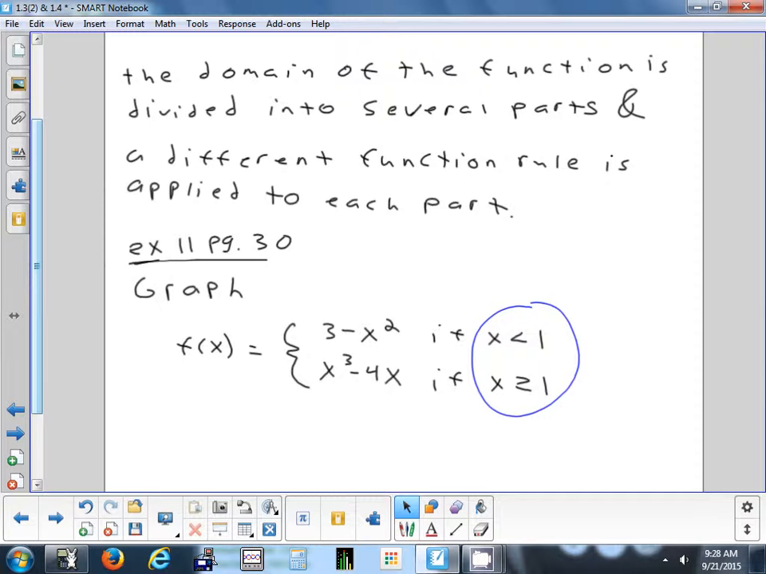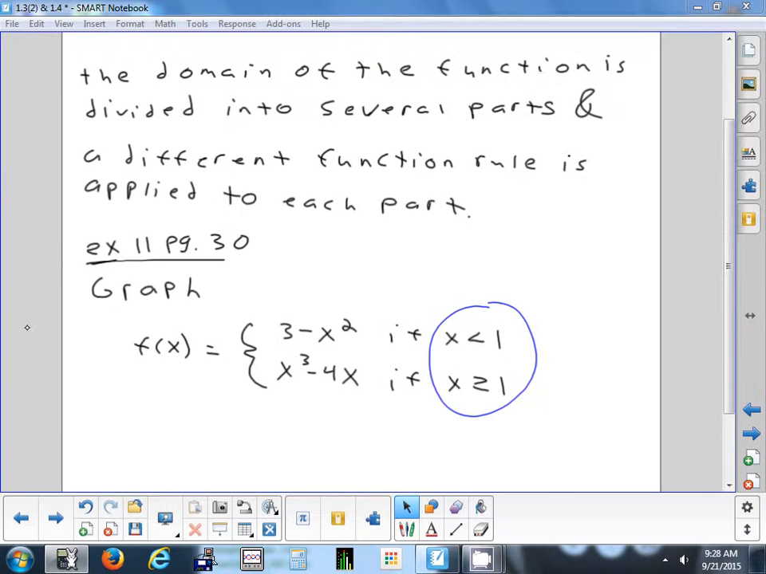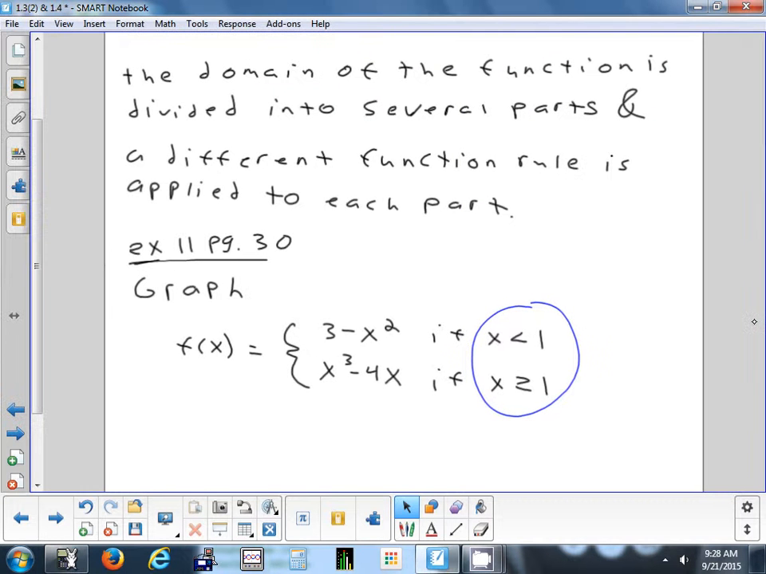The only thing that's different here is you've got to put it in parentheses when you type it in. So if we've got anything else in there, just get rid of that. I'm going to put parentheses, 3 minus x squared. And then I'm going to put another parenthesis. And in these parentheses, I'm going to put the condition. I want to do that one as long as x is less than 1.